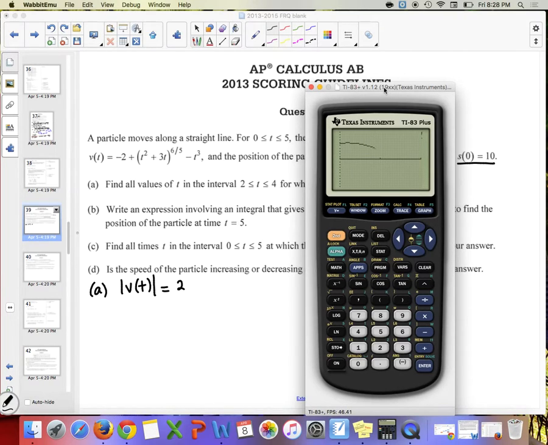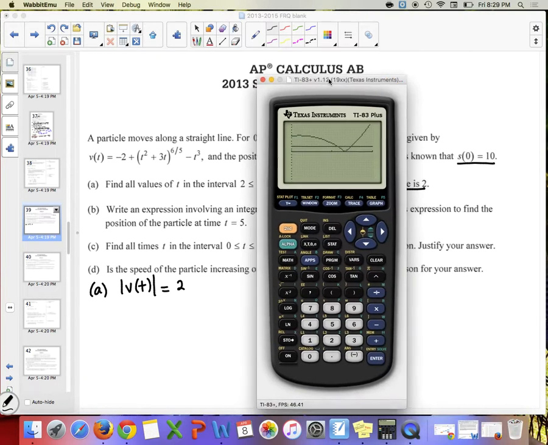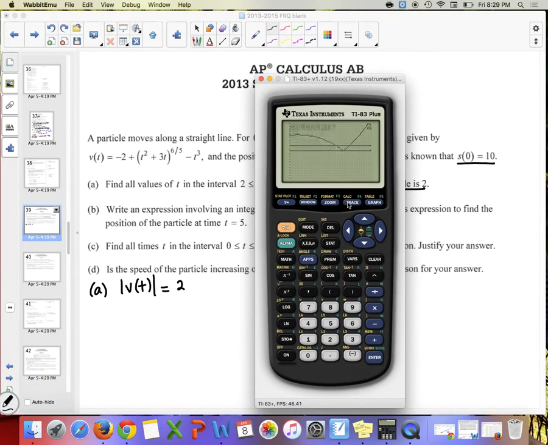Okay, so when we have the speed, right, it's the absolute value of the velocity. We're finding how many times it's equal to 2, and we want to find those t values. So we're going to do second trace, intersect, and we're going to find it. So enter, enter, enter. So 3.1276. So I'm going to store that just in case. X store as A.